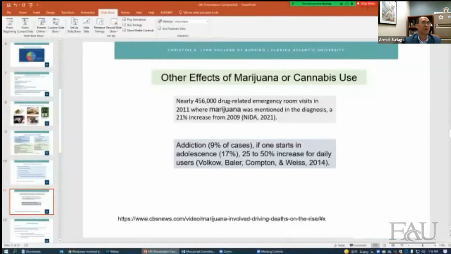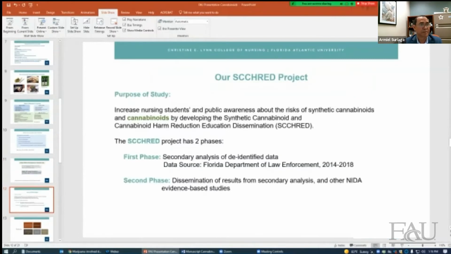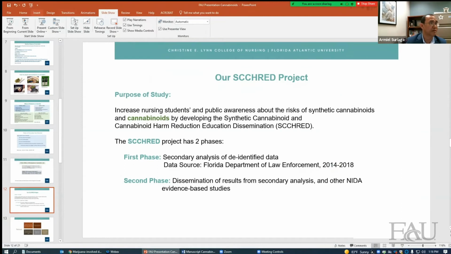So here, even days after you use marijuana, it is still in the system while driving. So as you can see in our study, next slide here, let me do a full screen for you.